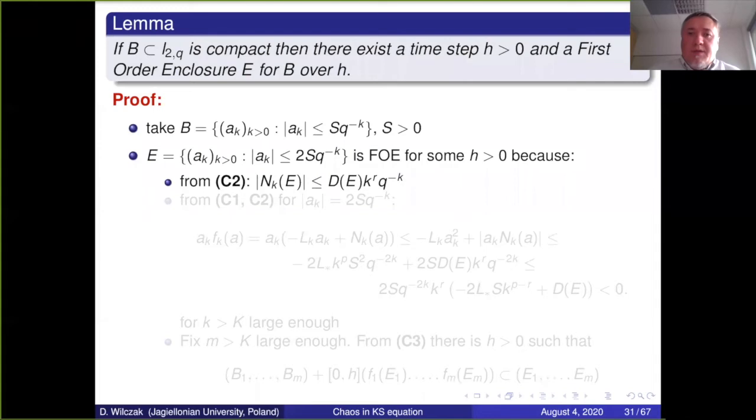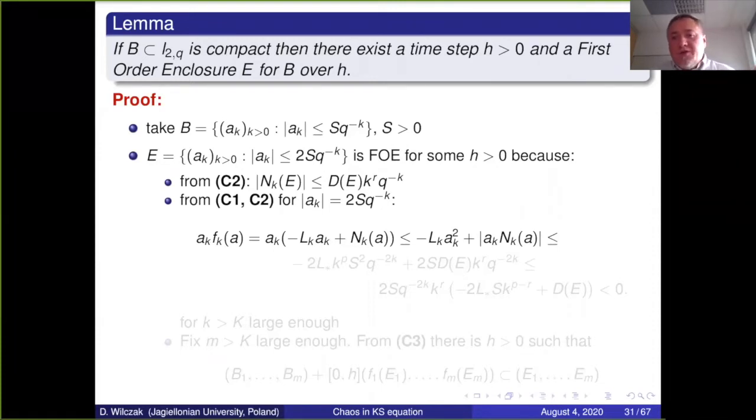And the nonlinear part can be bounded because of the assumption, with k to the power r times a constant, and here is a geometrically decaying constant also. And from the first two conditions we can show that for k sufficiently large, the vector field is pointing inwards of our candidate for enclosure, because of C1 and C2.